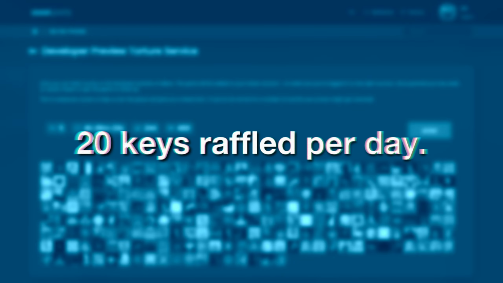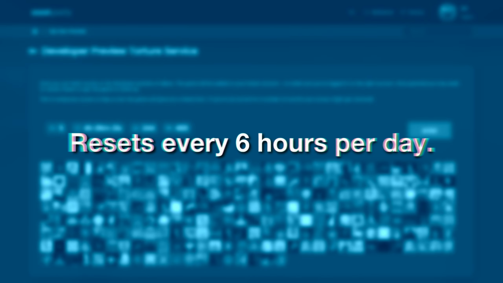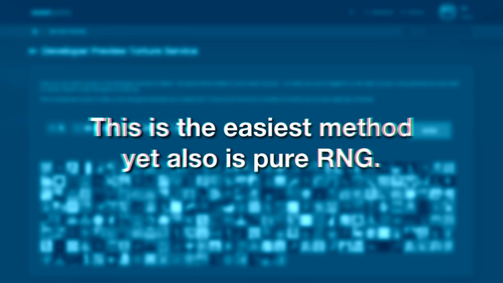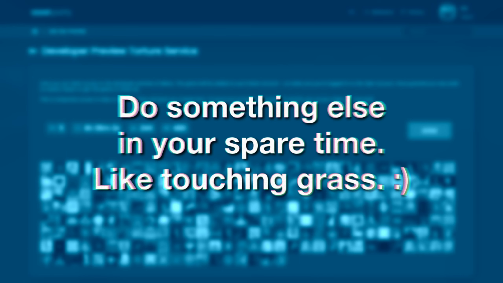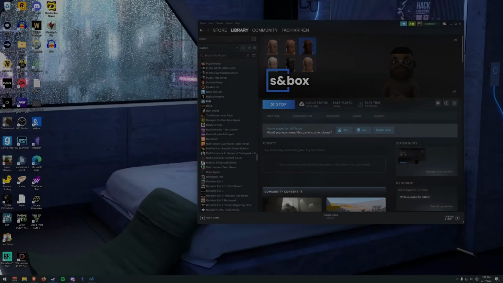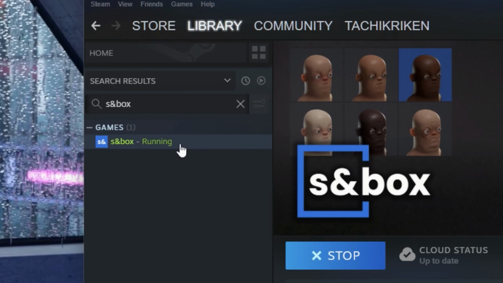In terms of keys given out, the number mentioned was around 20 keys per day, as it resets every 6 hours or so. The best method to getting a key is really taking a chance with fate and luck. As I mentioned previously, it's a complete random numbers game. If you click enter and then proceed to close the tab, you'll be removed from the raffle as you're disconnecting from the page entirely. So make sure to click enter and then leave the tab open and proceed to play a game, get some coffee, or even go outside and touch grass before you return to check and see if you won. If you won, you'll end up having access to the game when you type in S&box into your Steam game library search.